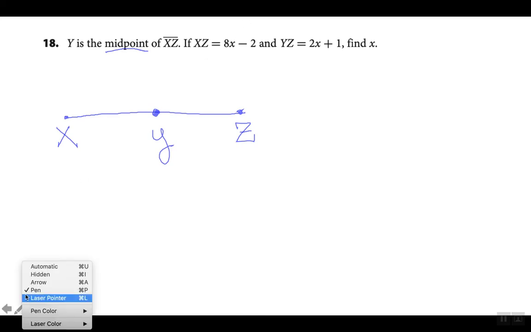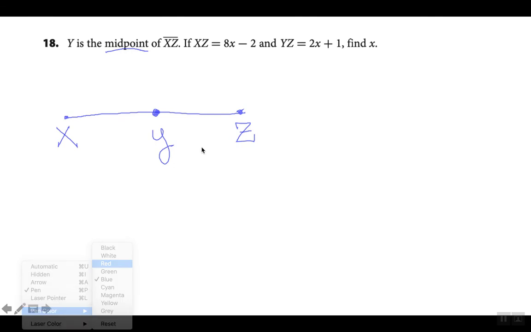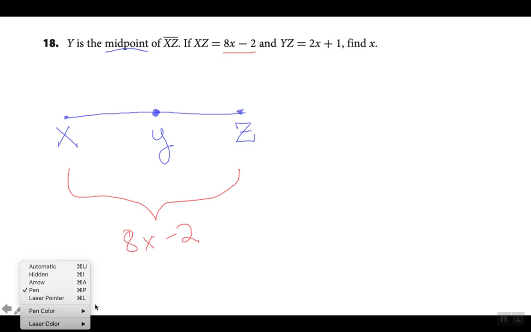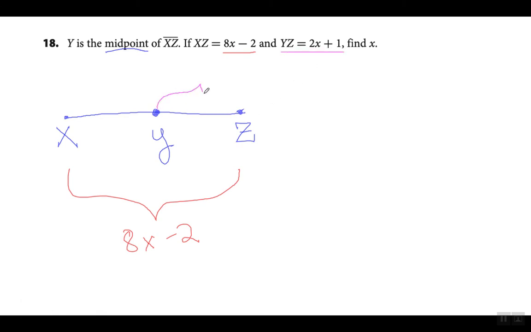Now it says that XZ equals 8x minus 2. So XZ, the entire thing, equals 8x minus 2. This is definitely a problem that you should pay attention to. It's not really that difficult, but if you've never seen a problem like this before, you may need to look at an example, so pay attention to this one. Now YZ equals 2x plus 1.